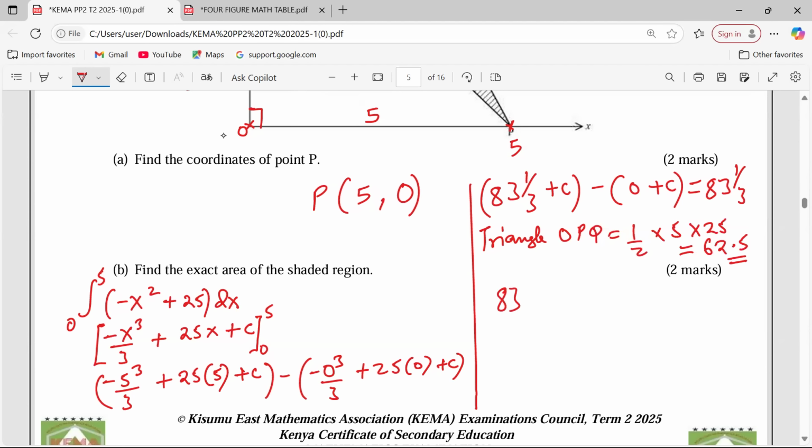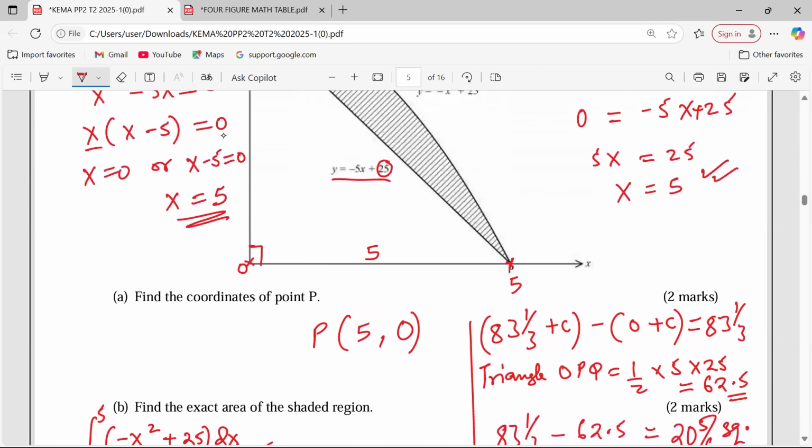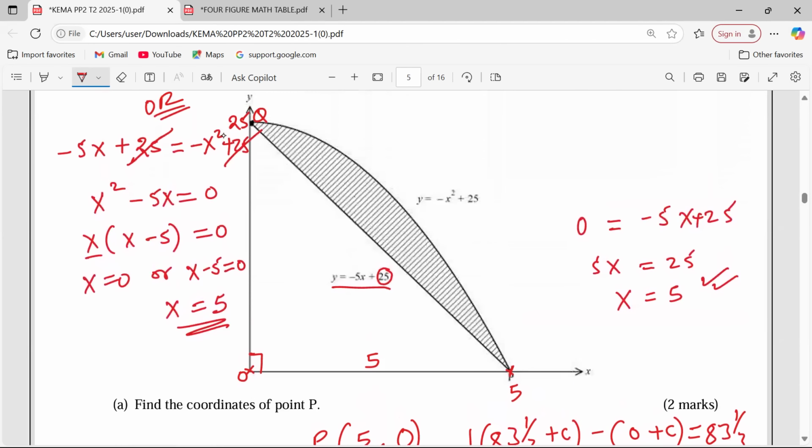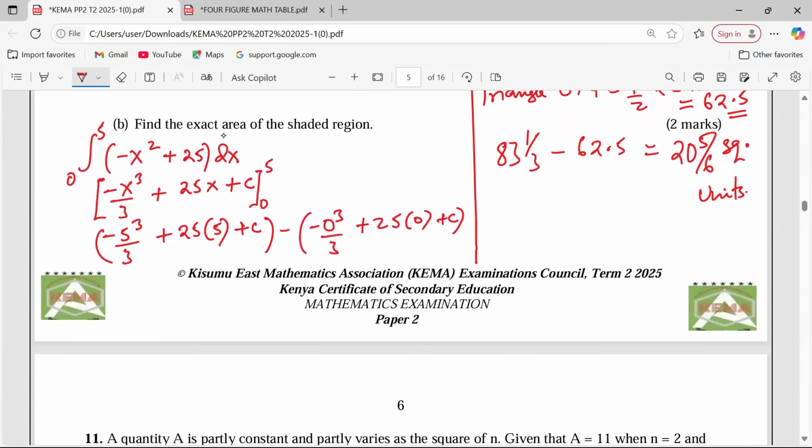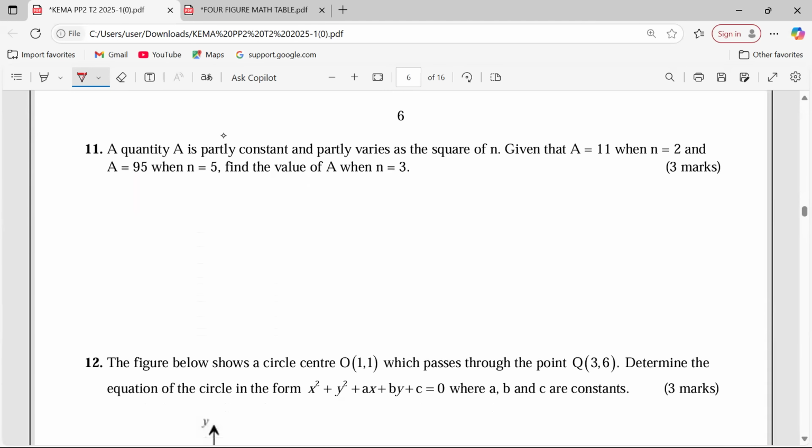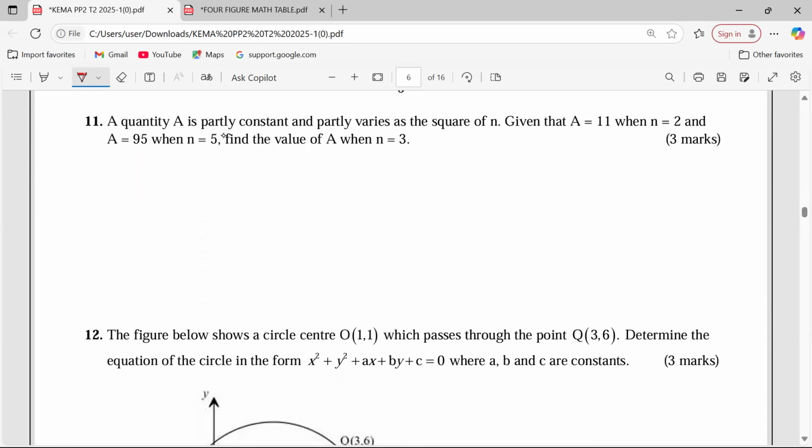So 83 and a third. Then I subtract 62.5. I'm getting 20 and 5 over 6 square units. Yeah, square units. So that is the area of the shaded part. I have taken the triangle, which is unshaded. Then I'm subtracting it from the whole area between the curve and the axis. So that is it. So we work around such a question.